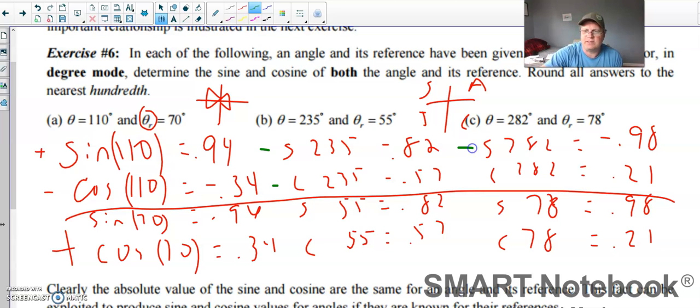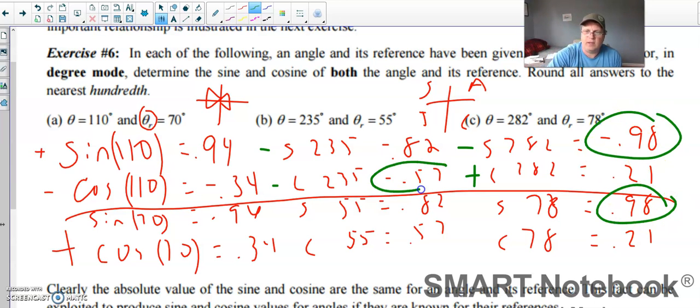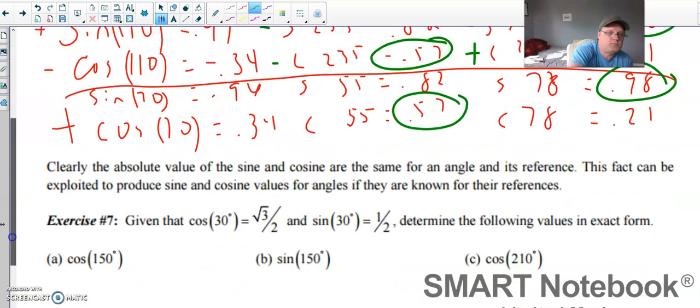So that means the sine is negative, cosine is positive. Okay, and then when you take the reference angle, what you should notice is the absolute value of these is the same, because it's the same reference angle. So be careful of that.